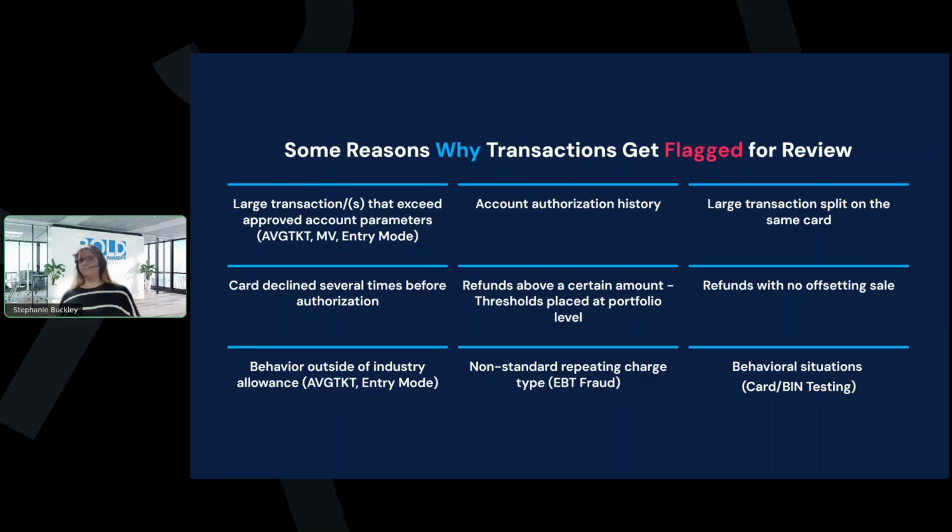Maybe the card declined several times before the authorization, especially if it's for suspected fraud or not authorized, no authorization. Those are areas where that could definitely be leading toward stolen card, fraudulent activity, and they want to make sure that they get in front of it before there's an issue. Refunds above certain amounts or refunds with no offsetting sales. Sometimes things happen, right?